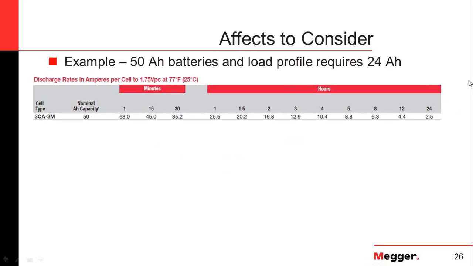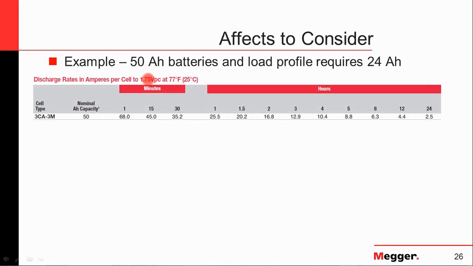Now, let's go through an example on the depth of discharge. I have a 50 amp hour battery, and my load profile requires 24 amp hours. So I need to remove 24 amp hours from this 50 based on my load criteria. This is an example of a discharge curve, and we're not going to look at the minutes. We're going to be looking at the hours.